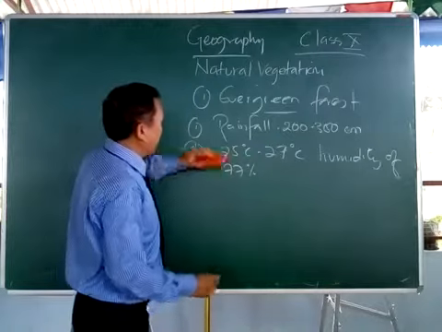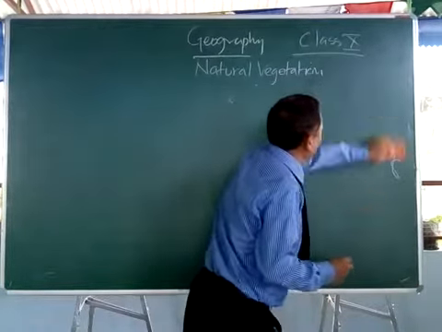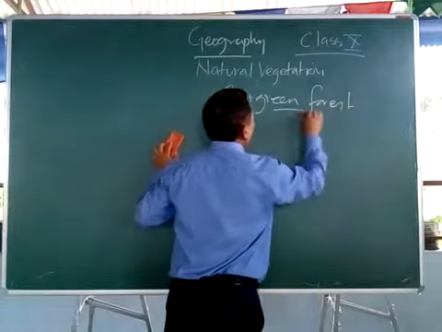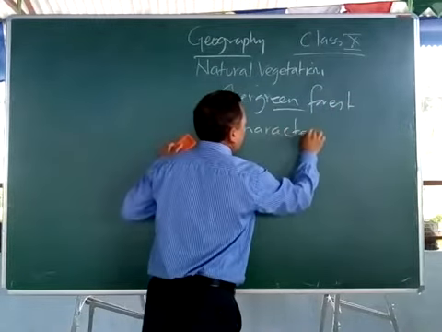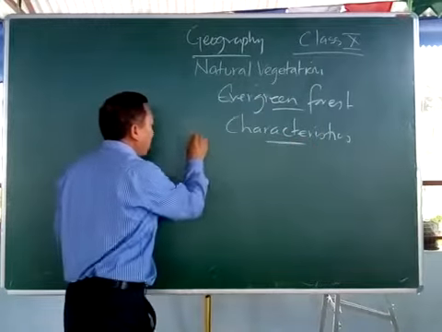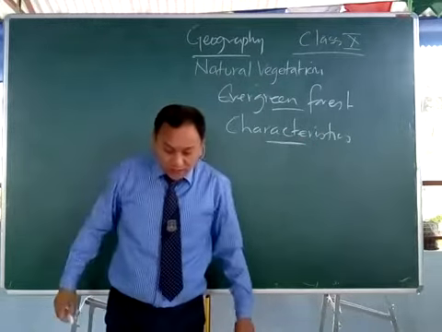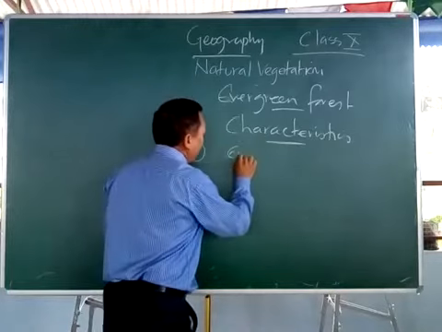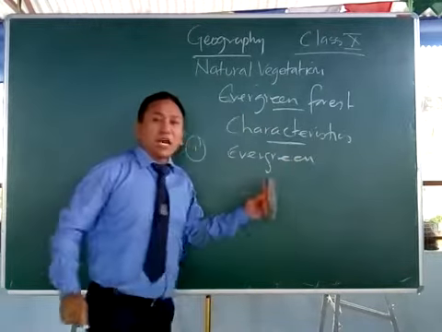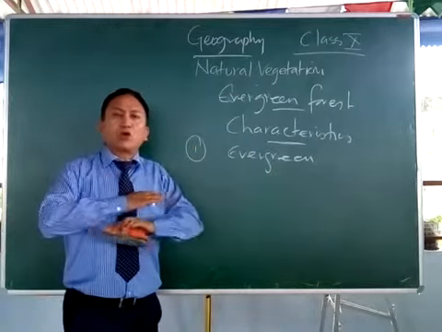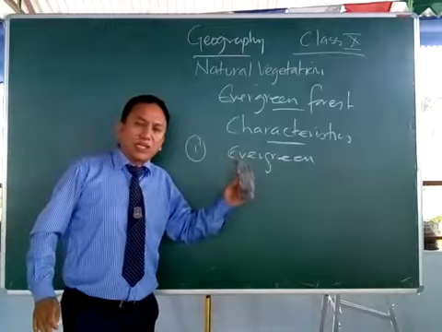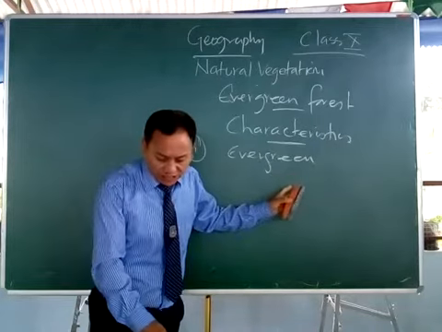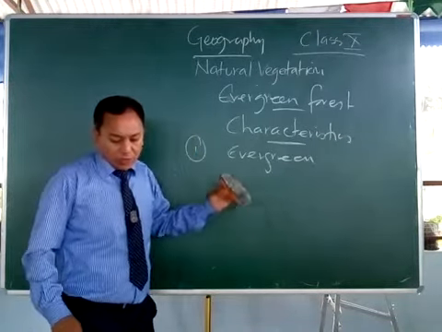Okay, so now let's see the characteristics. What is the first characteristic of the tropical evergreen forest? The forest does not shed the leaves at the same time. The trees are evergreen. That means the forest does not look bare. The trees do shed the leaves, but their leaves are not shed at the same time, because of which the forest looks evergreen. That is the first characteristic. They do not shed the leaves at the same time, so they always look green.